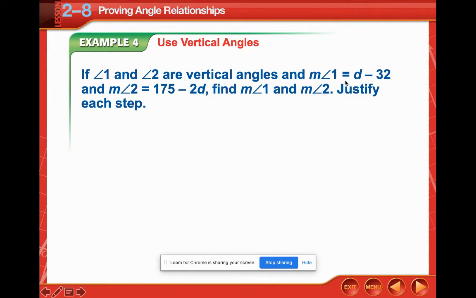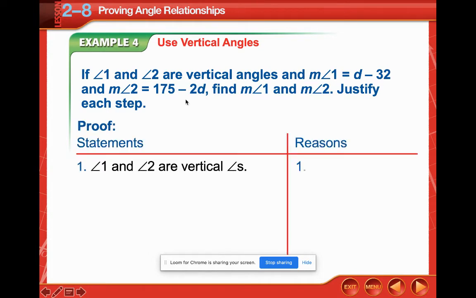You want to know what's crazy? You only need to find the measure of one of them because they're the same thing. They're vertical angles. So what you need to do here, this measure of angle 1 is the same thing as the measure of angle 2. So you set them equal to each other. So measure of angle 1 equals measure of angle 2, or d minus 32 equals 175 minus 2d.